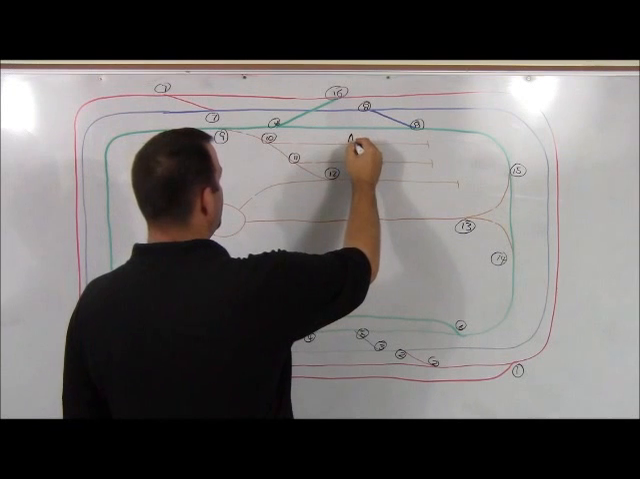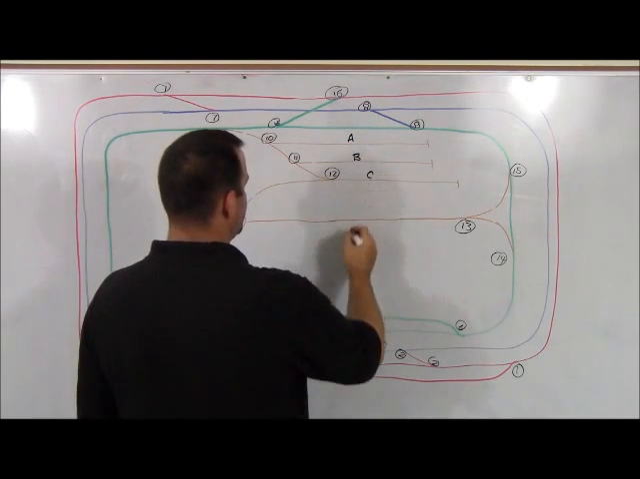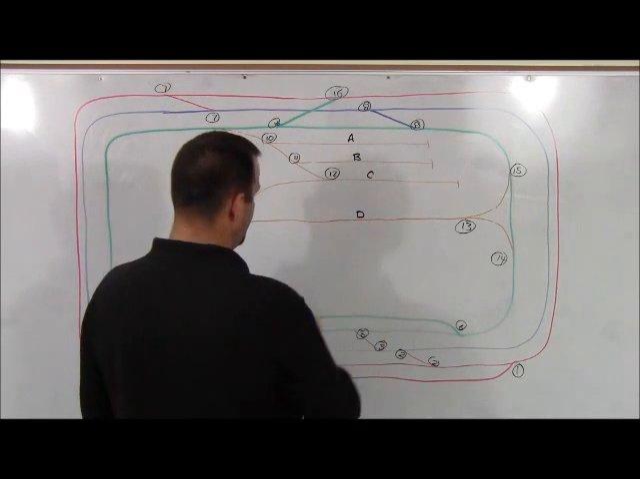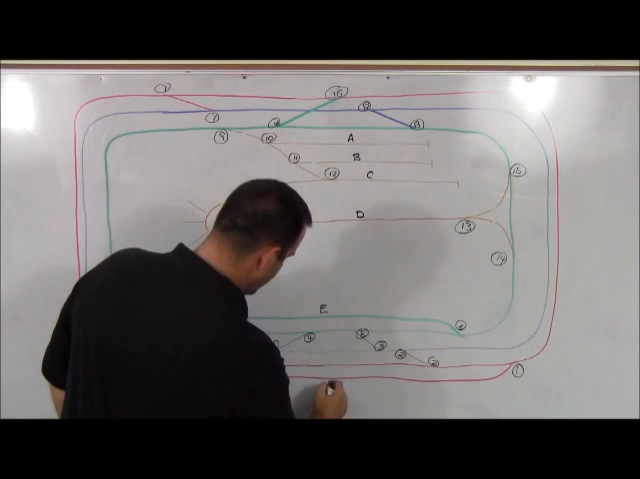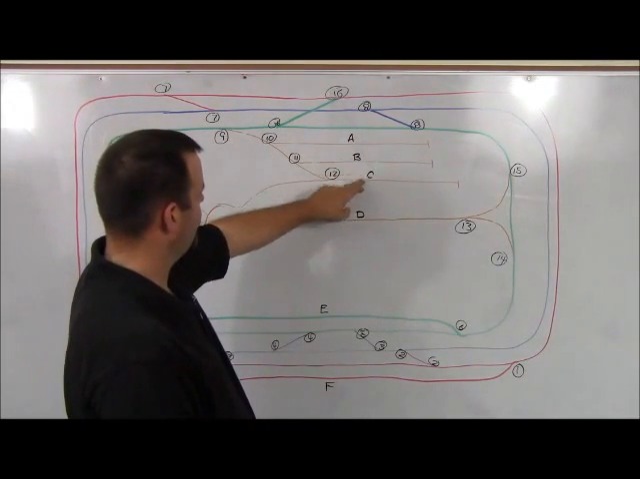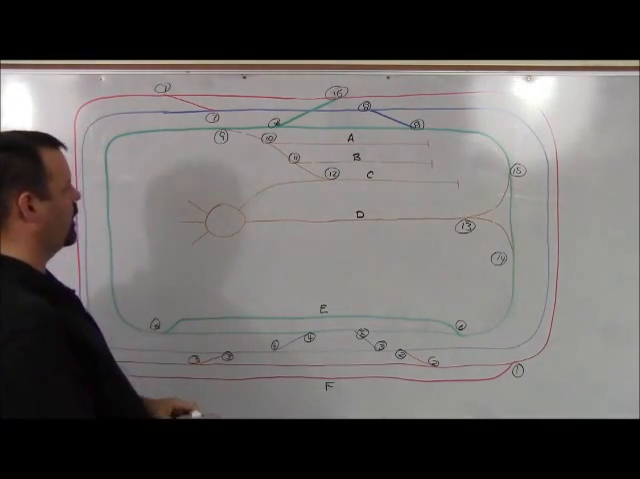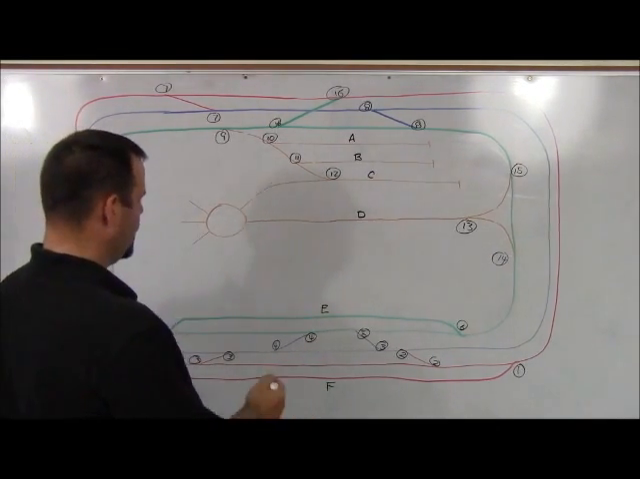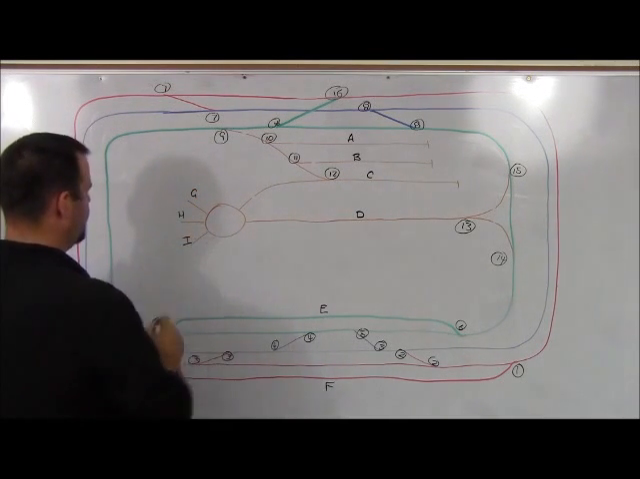So we have A, B, C, D, E, and finally F. 1, 2, 3, 4, 5, 6. We're going to want to be able to turn off our locomotive tracks. So we'll go G, H, and I.